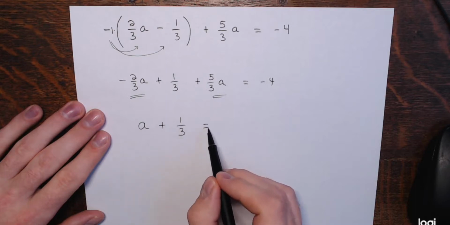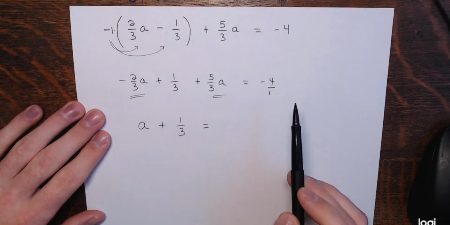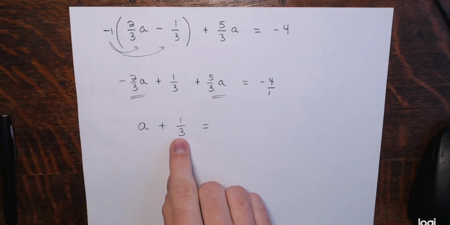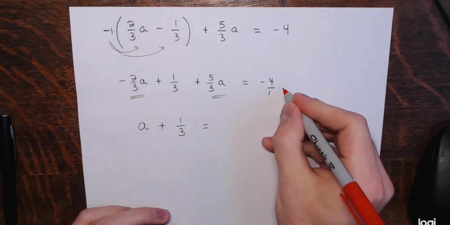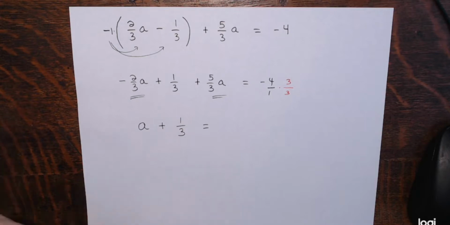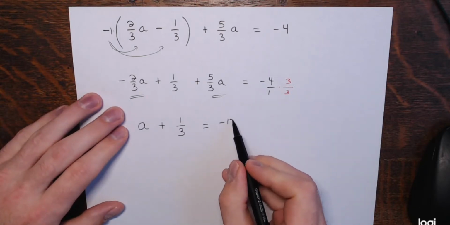Equals. And then negative 4 is, again, negative 4 over 1. And because I know I'm going to have a denominator of 3, I'm just going to change this now, multiply the numerator and denominator by 3. So negative 4 is actually the same thing as negative 12 divided by 3, right? Negative 12/3.